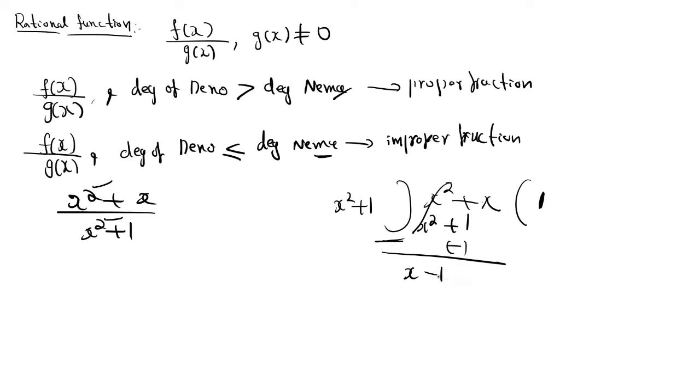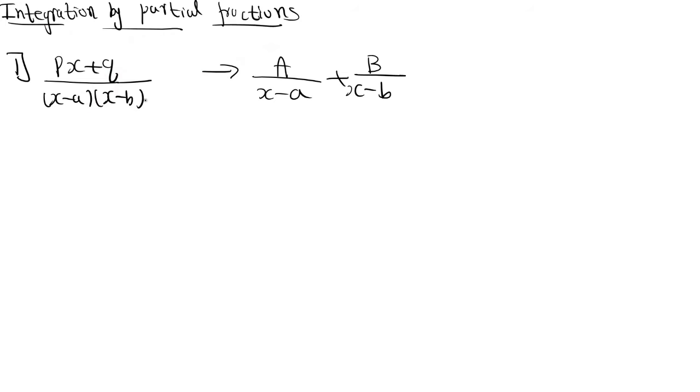Now check whether it is a proper fraction or improper fraction. You can write it as 1 plus, quotient plus remainder x minus 1 divided by the divisor, that is x square plus 1. Now the degree of the numerator is 1, the degree of the denominator is 2. Then you can apply the partial fraction method. Px plus q by x minus a into x minus b, you can write as a by x minus a plus b by x minus b.